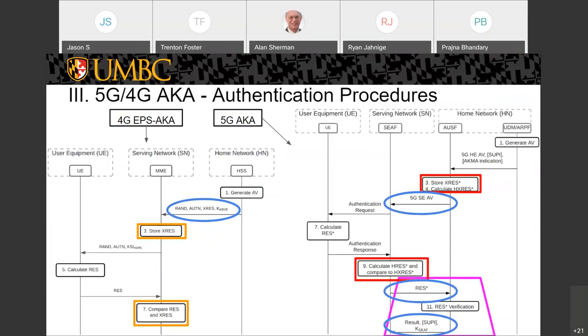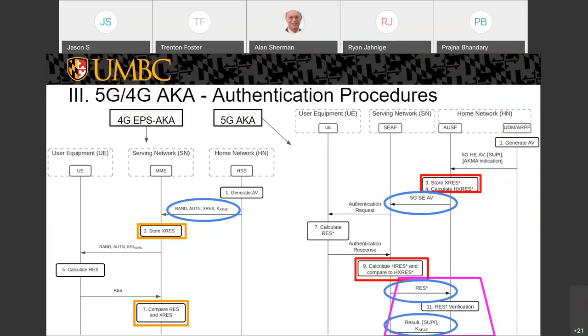Another thing to note is the purple trapezoid in the bottom right of the screen. This is an added section in 5G compared to 4G. This added authentication gives more control to the home network. It validates if the user equipment and the serving network have the same hashed expected response that is initially sent. This section is the final step in authenticating a valid user equipment to the home network.